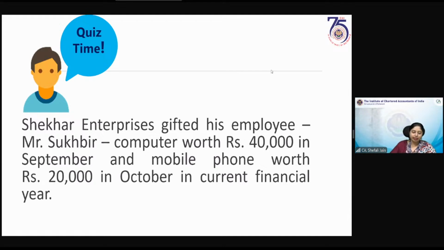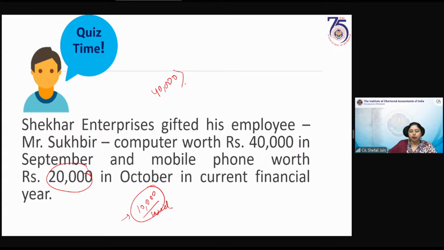Okay, so now let's see the answer. Those who have answered. Somebody is saying 40,000. After 40,000, everything is taxable. That means only the mobile phone will be taxed. That is one of the answers. The second answer is 10,000. That means after 50,000, because till 50,000 it is not a supply, after 50,000, 10,000 will be taxed.